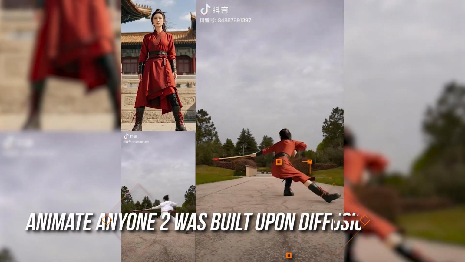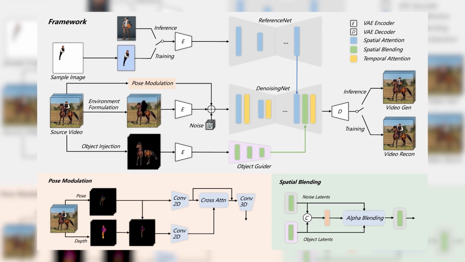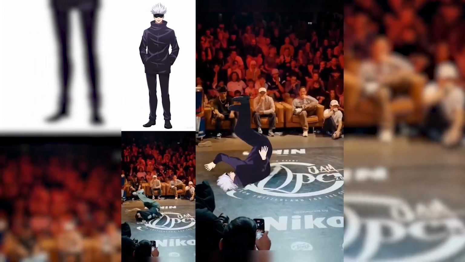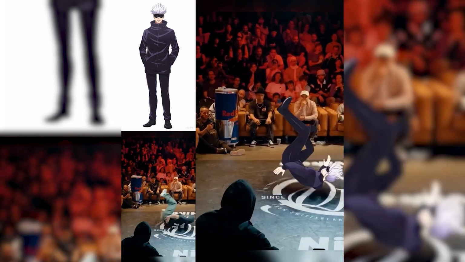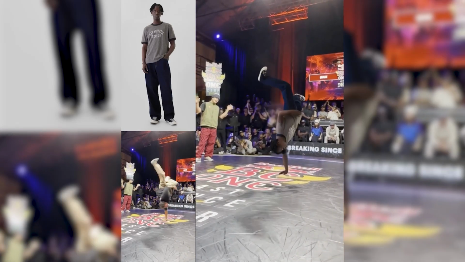Animate Anyone 2 was built upon diffusion models, specifically leveraging a latent diffusion model, or LDM, backbone with a 3D UNet for temporal modeling. This innovative system can process various conditional inputs to create stunning animations and maintain a seamless coherence between character appearance and their environment.